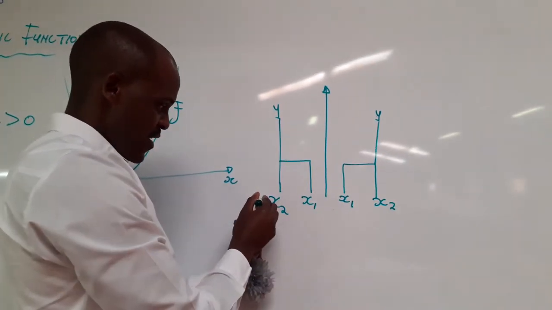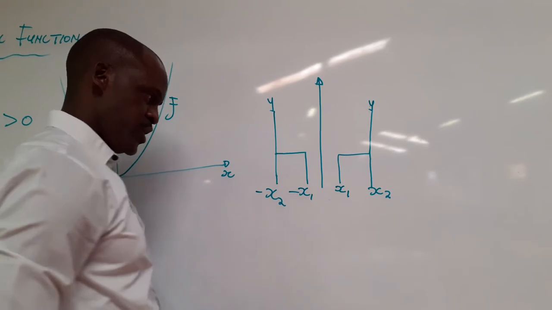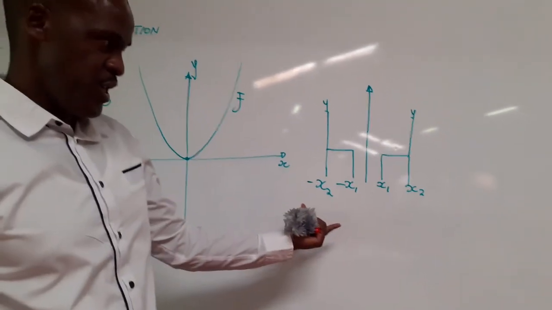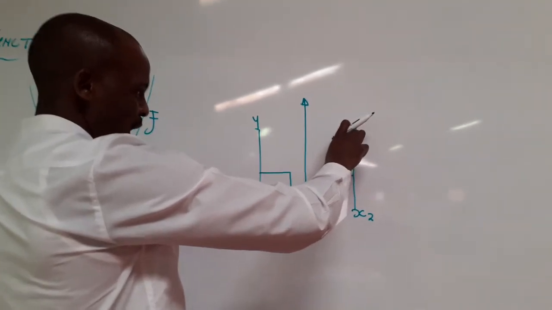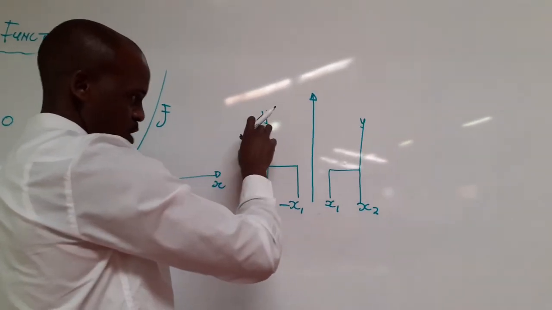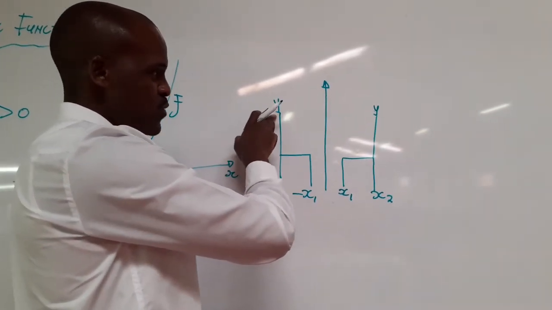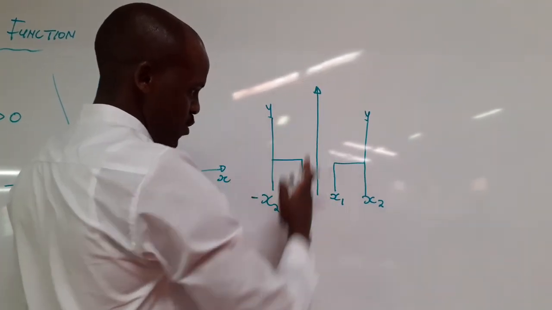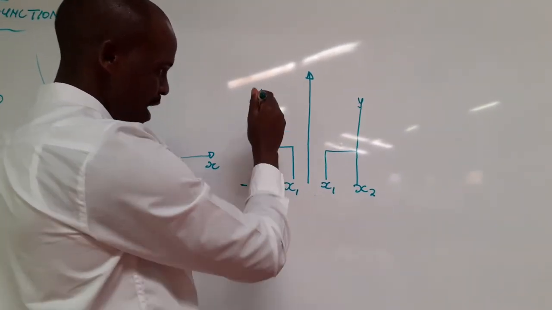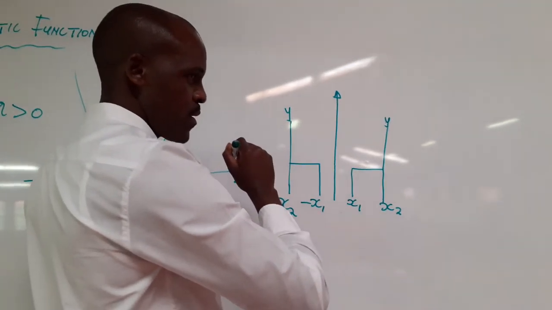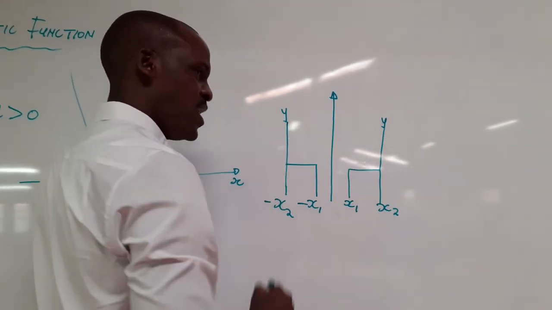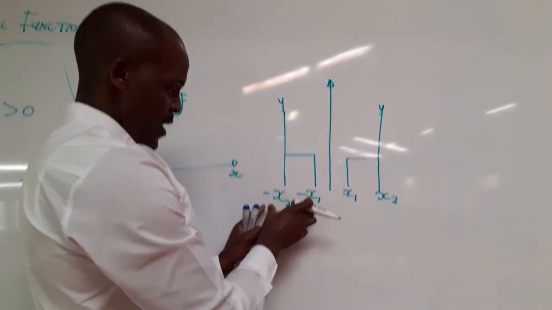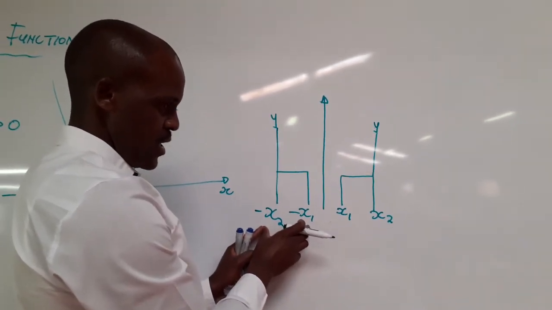In other words, their signs change. Let's look at y. y is still up there, and also here, y is still up there. Which means, when you reflect on a vertical line, y will not be affected. Only x will be affected.